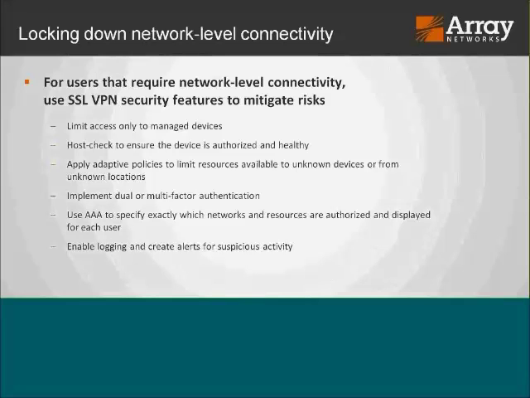Use the AAA to specify exactly which networks or resources are authorized and displayed for each user. That ability is built in. Take advantage of it. And then on the back end, use the logging. Set that logging and create alerts for suspicious activity, things that seem out of the norm. So you're enabling that layer 3 connectivity for certain users, but set those alerts, be alerted to things that are out of the ordinary so that you can quickly take a look at them before a problem gets out of hand.